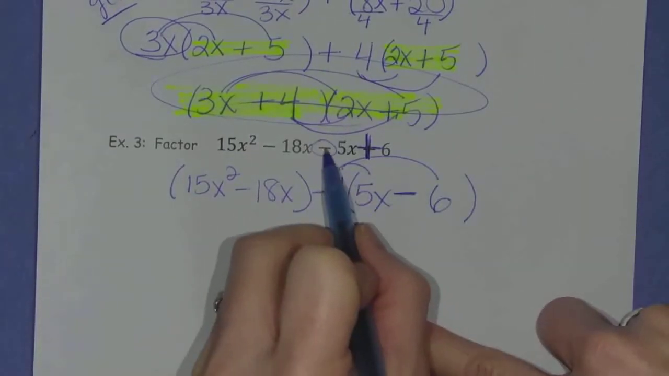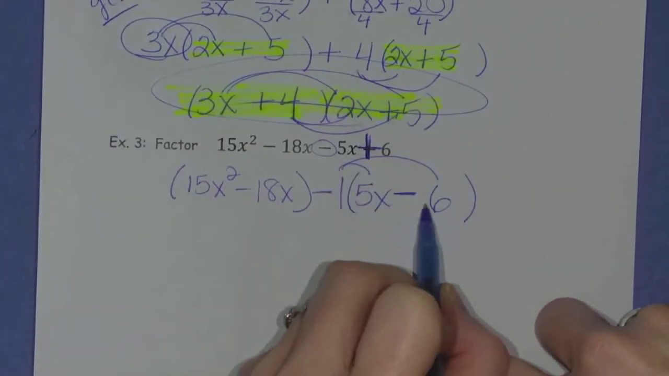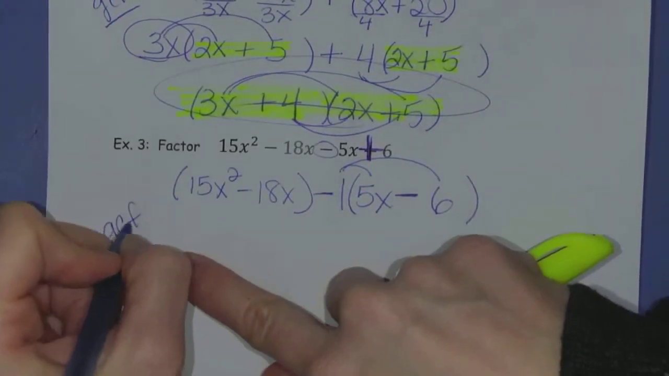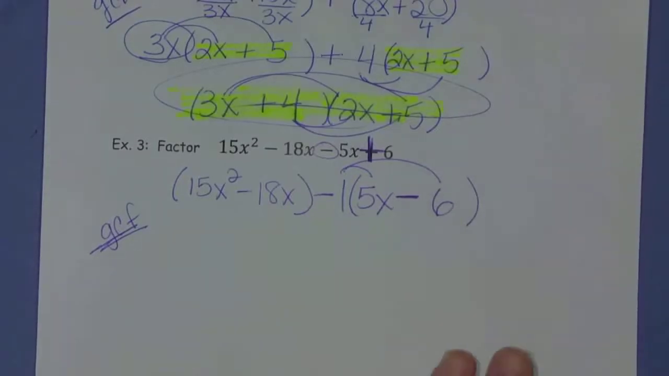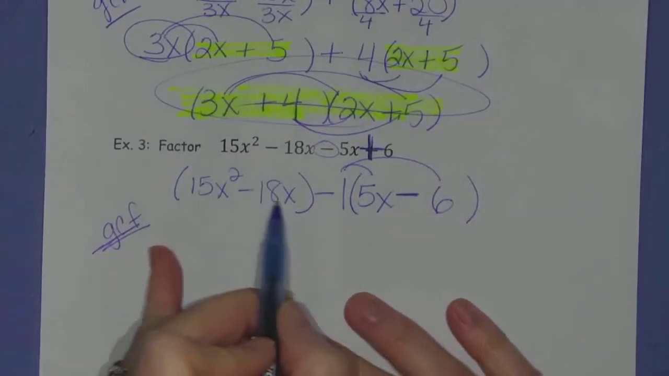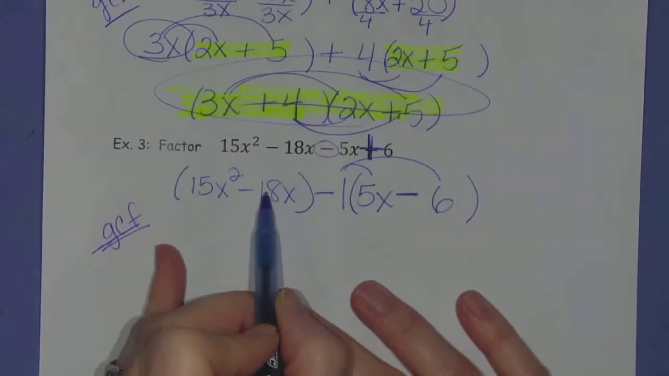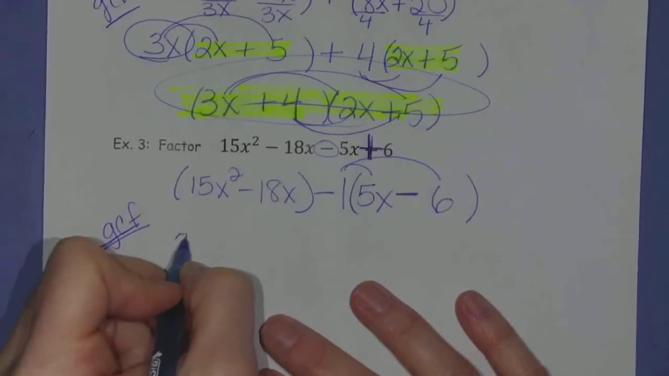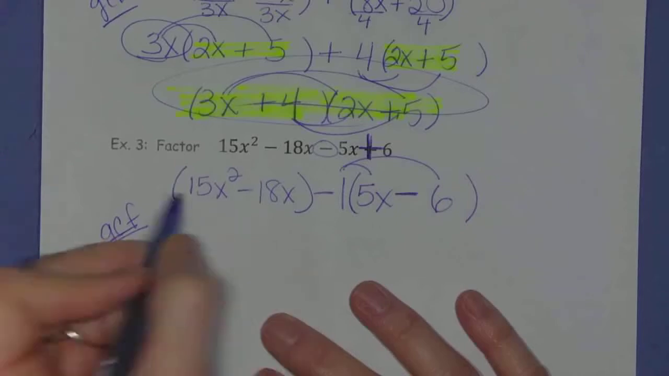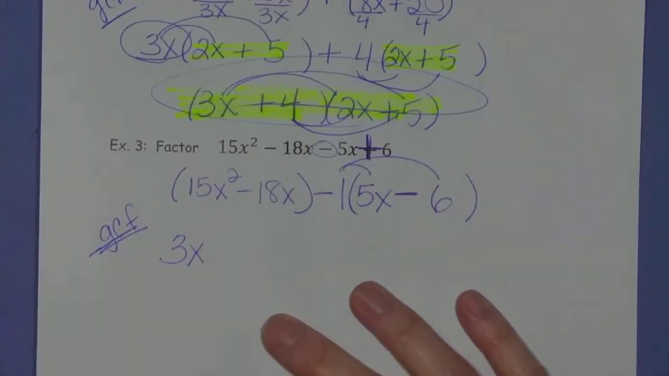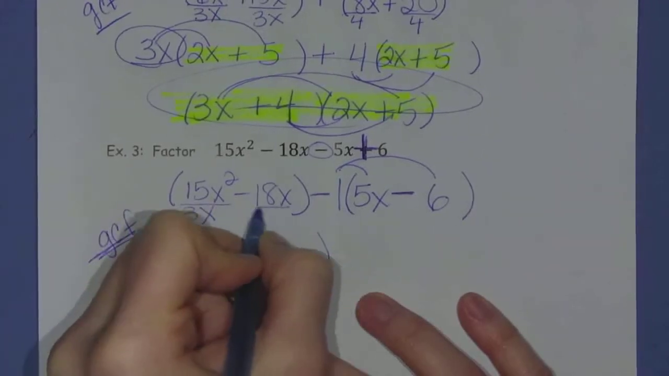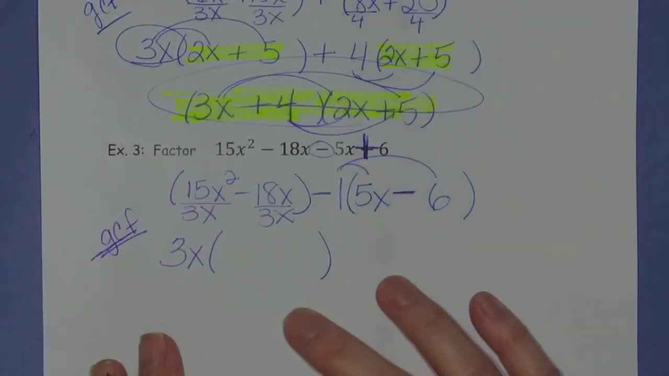-1 times 5x is -5x. -1 times -6 is positive 6. And now we will factor each of these quantities by the GCF. So the GCF here, well, the largest factor that 15 and 18 have in common is a 3. And they both have at least one x, the smaller number. So we'll start with a 3x. We'll divide each of these terms by 3x.